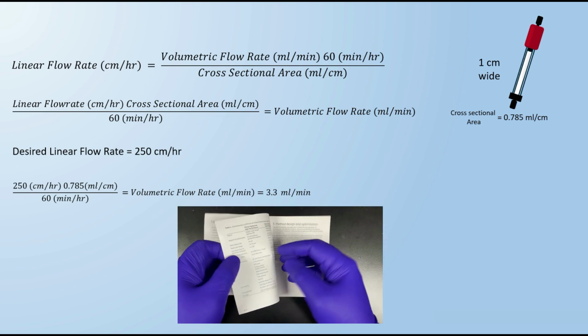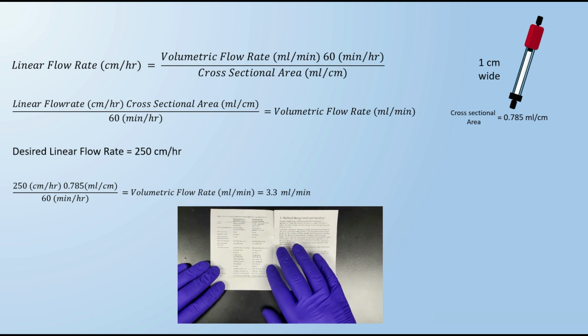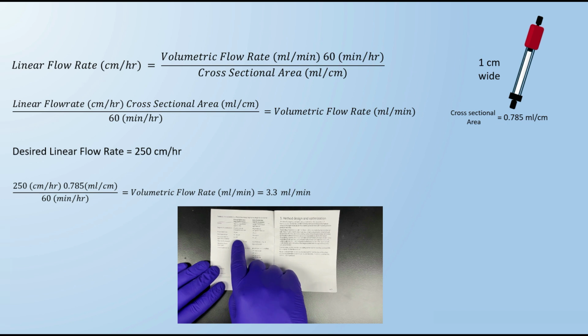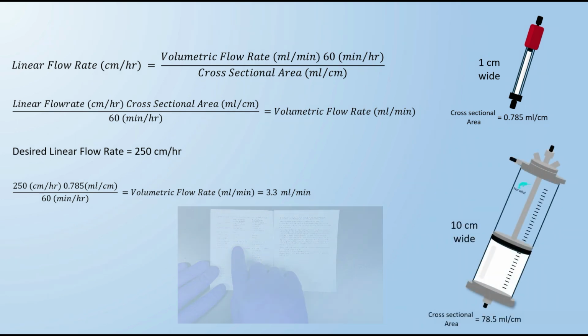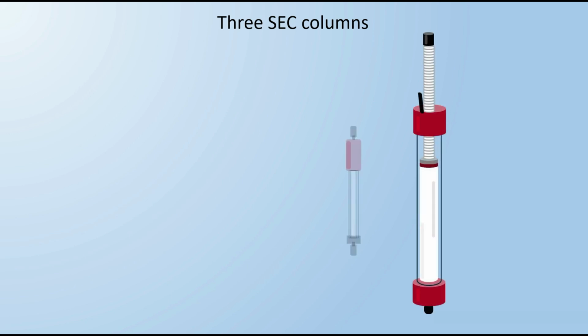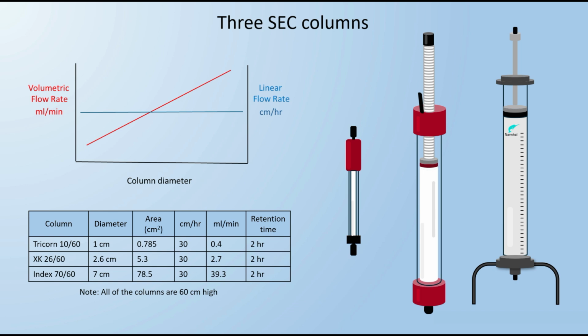Resin manufacturers will usually recommend a linear flow rate, not a volumetric flow rate, because they don't know the column diameter that the customer will be using. It could be very narrow, or it could be a very wide process column. The linear flow rate is a useful tool in chromatography to express the retention time of a sample, regardless of the column's diameter or volume.